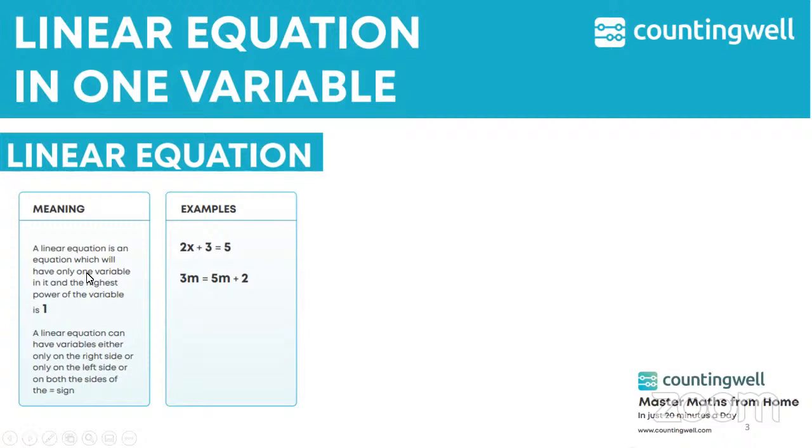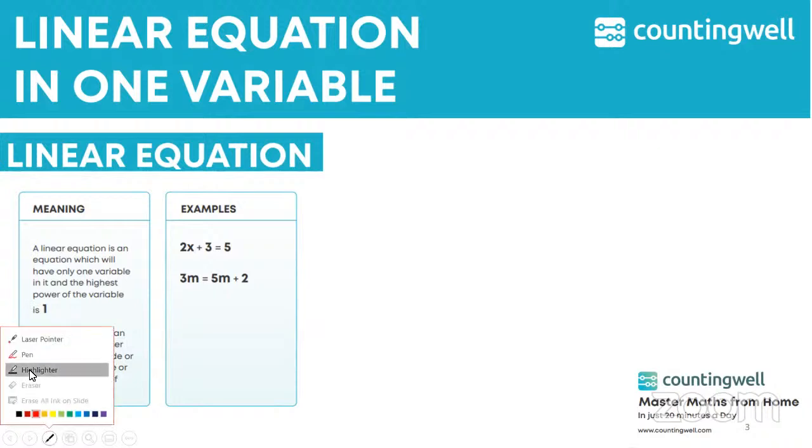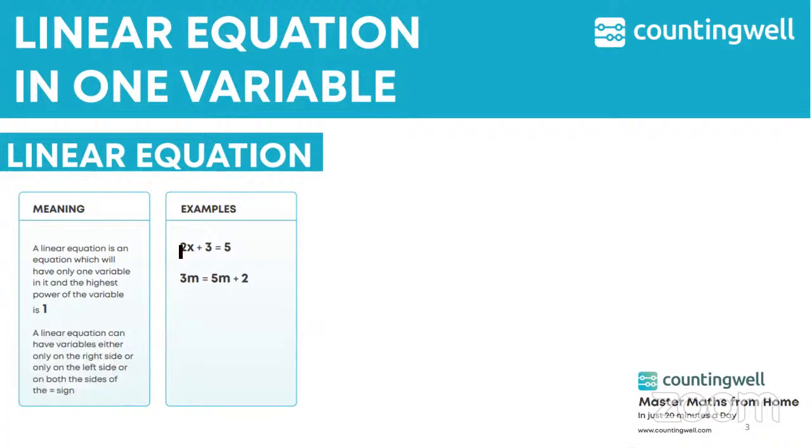So what is a linear equation? It is nothing but an equation which has only one variable and the highest power of that variable is 1. For example, here you can say 2x plus 3 equals to 5. What is the variable here? It is x. What is the power of the variable x? It is x raised to the power 1. So, the highest power of the variable here is 1.